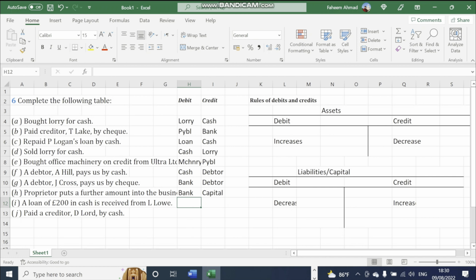Okay, a loan of £200 in cash is received. Cash has received. Cash increases in the business. Cash is an asset, debit. It is a loan. A loan is a liability. Liability is increasing, so credit. Loan, credit. Next is paid a creditor by cash. When we paid by cash, asset is going out of business. So cash is an asset which is decreasing, credit.